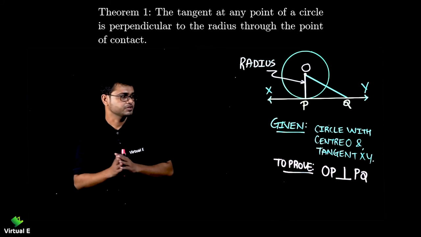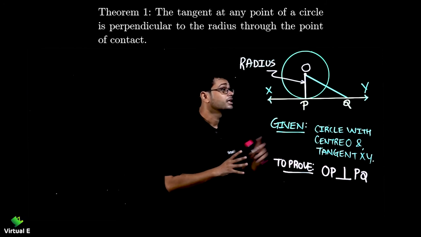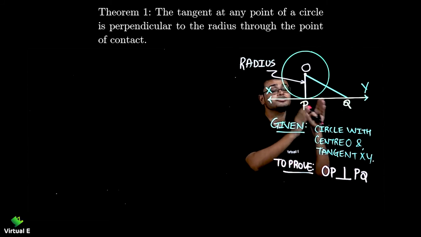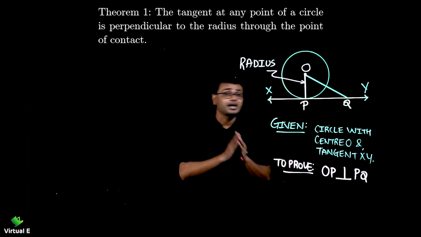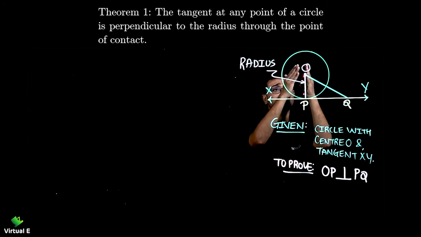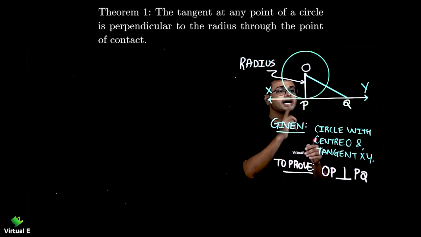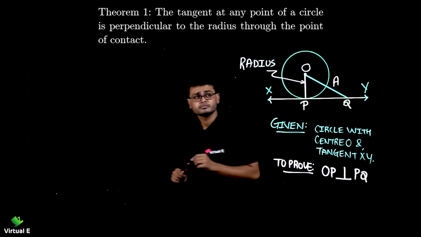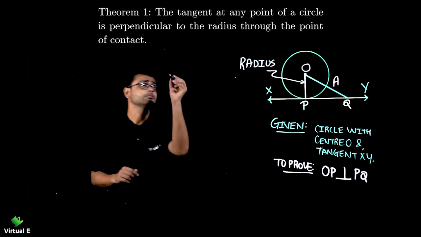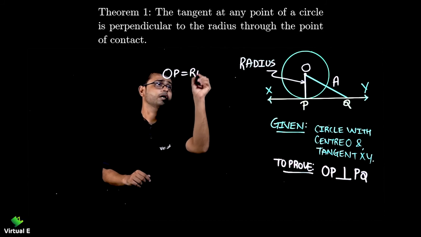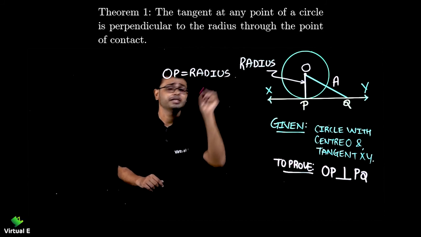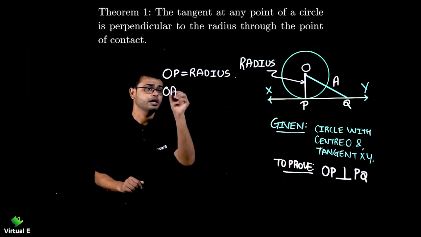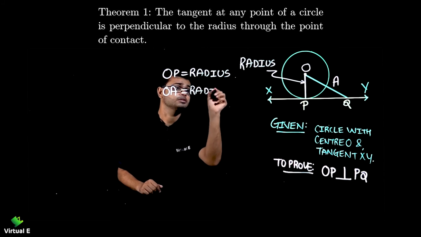Now how shall we prove? First of all, let's think about it. We have radius OP, we have tangent which is PQ. Now before I start, I want to compare the length of OP and length of OQ. For that, I'm going to give this point as A, right? So first of all, let's write OP is equal to radius. Is there any other radius you can see over here? Yes, OA. So OA is also radius.